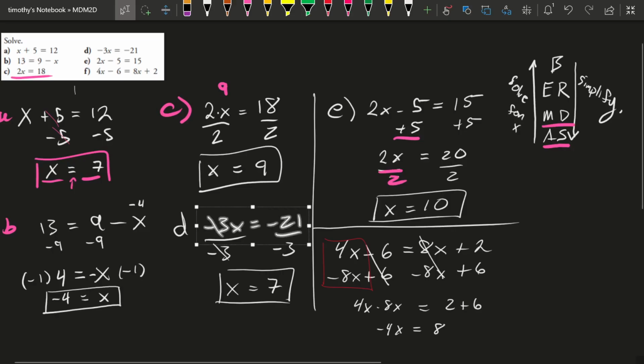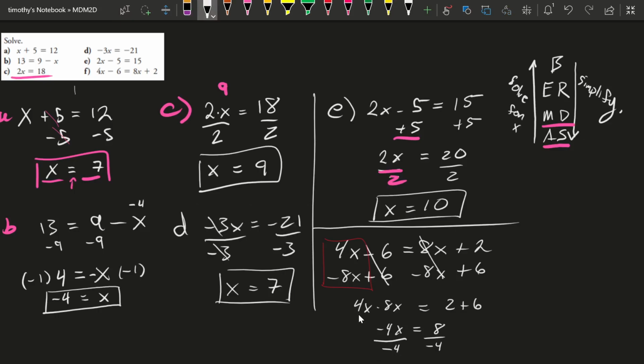I am going to do my multiplication and division here, and so I'll divide by a 4, and I'll divide by a 4, okay? And there we go, negative 4 that is, and so I end up getting x equals 8 over negative 4, or negative 2. x is negative 2, all right?